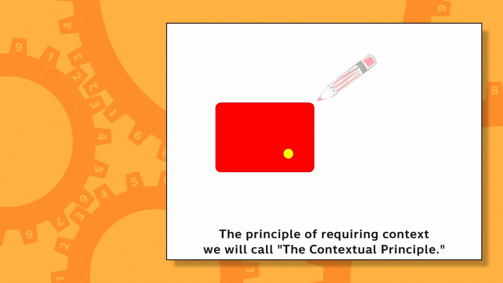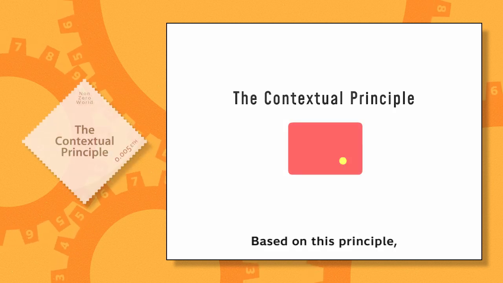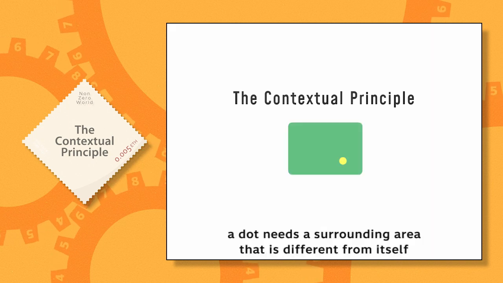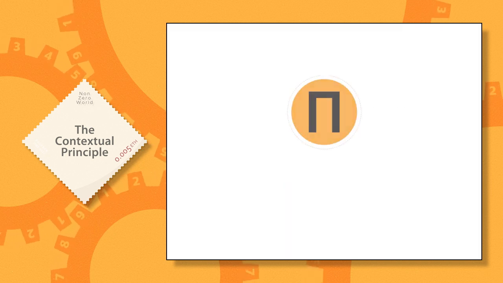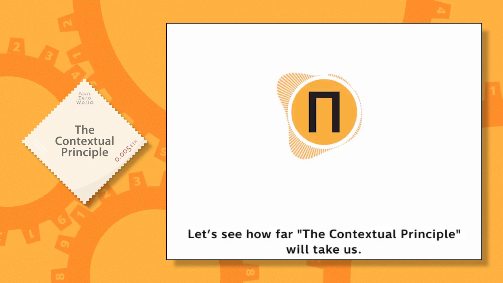The principle of requiring context we will call the contextual principle. Based on this principle, a dot needs a surrounding area that is different from itself to allow its appearance or create its meaning as a dot. Let's see how far the contextual principle will take us.